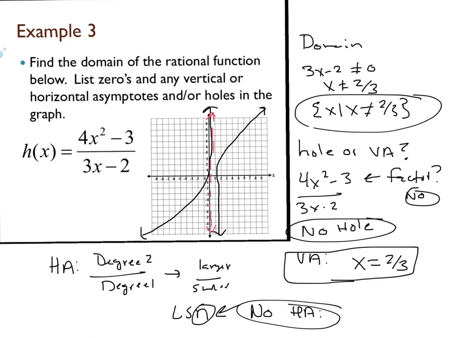This is something you'll have to do on your quizzes and tests. Then, lastly, I look at the polynomial and I look at the degrees. The degree of the numerator, degree of the denominator, larger over smaller. There is no horizontal asymptote.